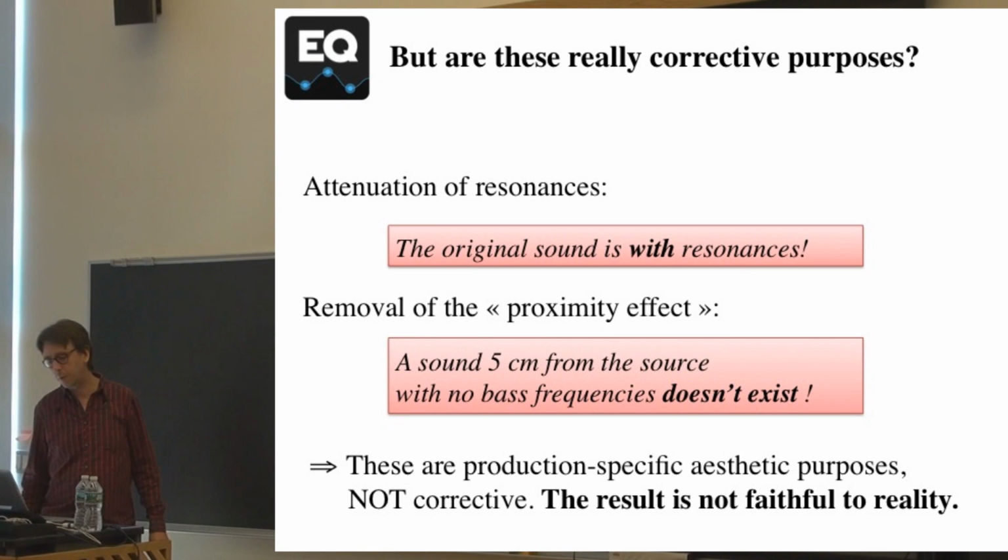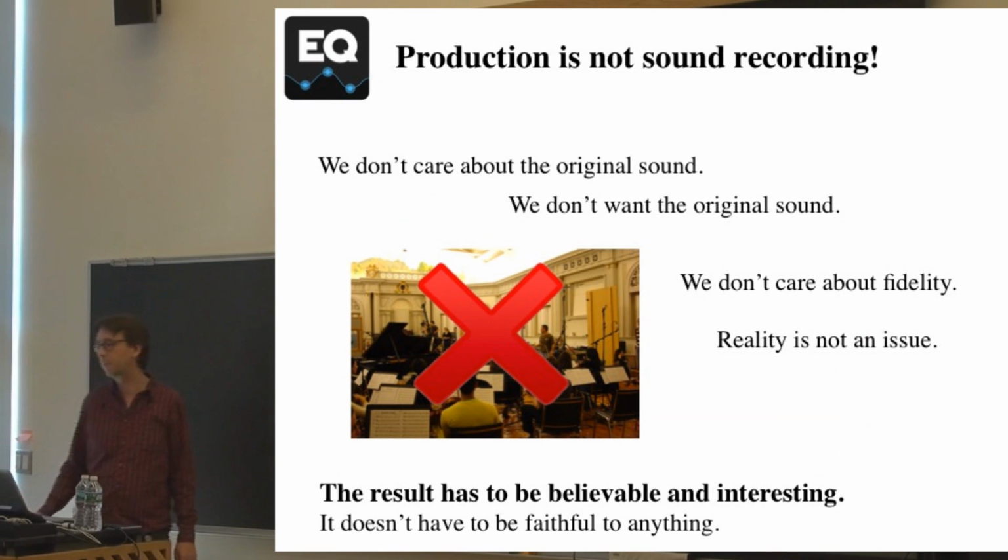So when we use production, we don't correct the sound to make it faithful to reality. We do something else. We try to have an interesting sound. Production is not sound recording. You don't have an instrument that you want to record. You have an instrument that you do record, but it's on the record. It goes out from the speakers. It's not here anymore. You want to have something nice, not something which is accurate. It's quite a particular frame of mind.